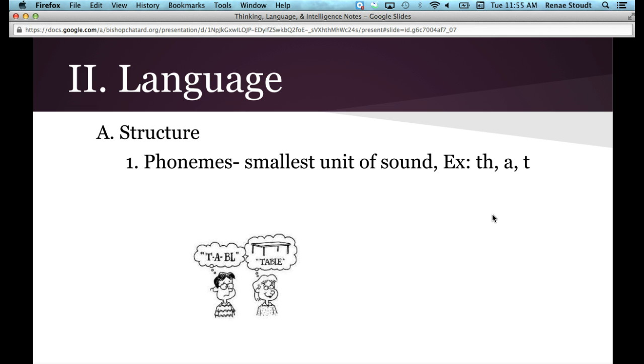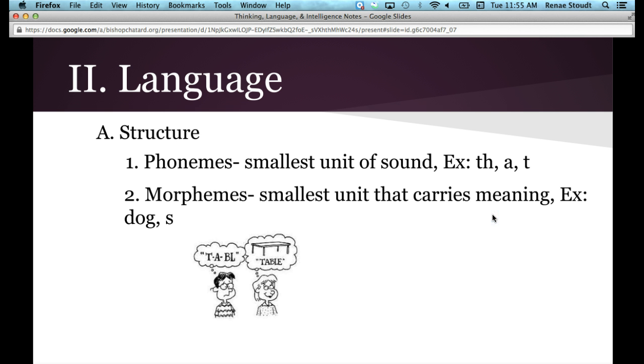So the phoneme is the smallest unit of sound, and then you have the morpheme. The morpheme is the smallest unit that carries actual meaning. So for example, dogs has two morphemes. You have dog and then the S. And the S has meaning because the S tells you it's plural. Other examples, rerun has two morphemes. Re, which means again, and run. Overreact has three morphemes. Over, re, act.